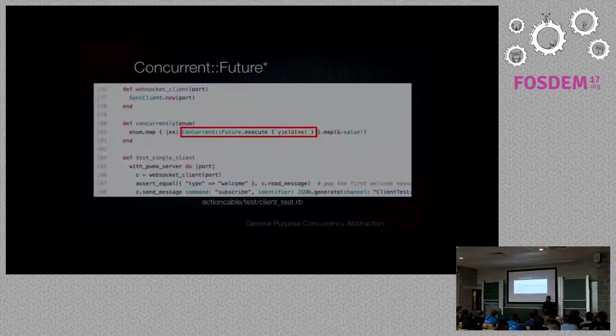So we can see the Rails snippet. So Rails is using future. So this is like the ActionCable client test class. So we can see this abstraction is being used by the Rails framework.